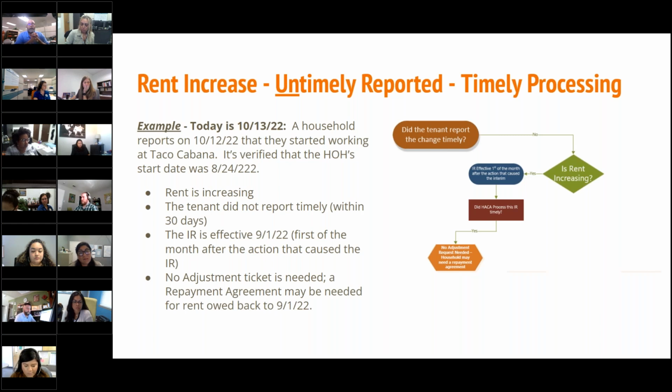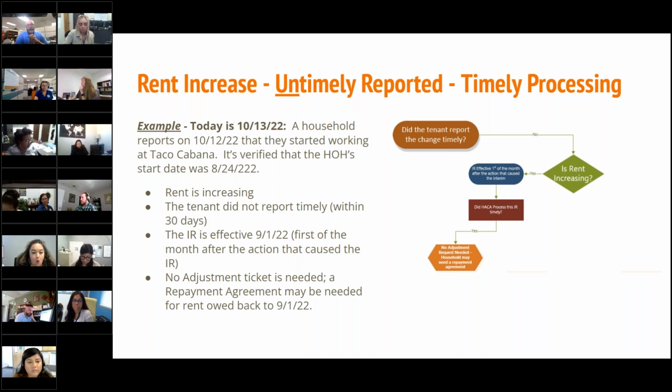That IR is going to be effective September 1st, 2022. So they lose their right to a 30-day notice. And similar to the decrease, it's effective the first of the month after the action that caused it. So because they started working on 8/24, the IR is effective 9/1.